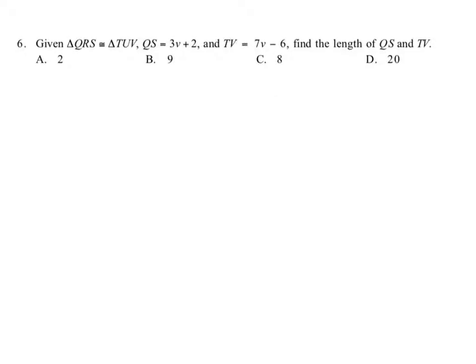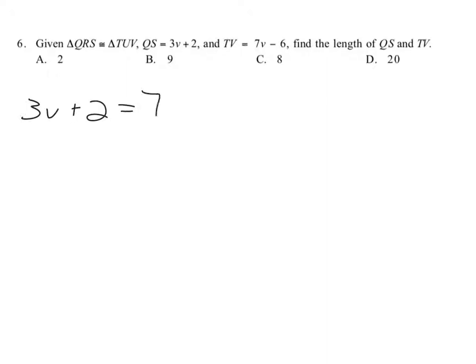Okay, we're going to have to do a little algebra here. Given that triangle QRS is congruent to triangle TUV, they want us to find the lengths, and we're dealing with QS, the first and last letter in that one, and TV, the first and last letters in that one. And since they're congruent, that means all corresponding parts are congruent, meaning we can set those two variable measurements, those variable expressions that describe each one's measure, equal to each other.